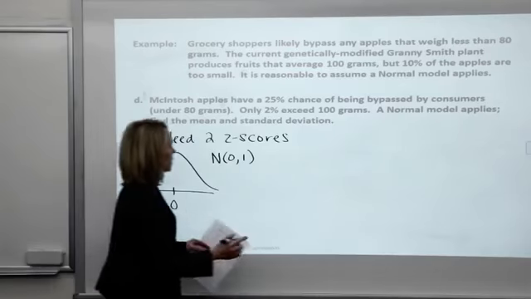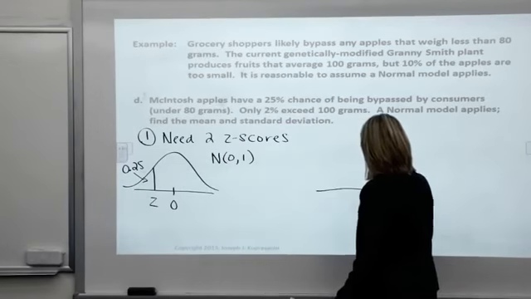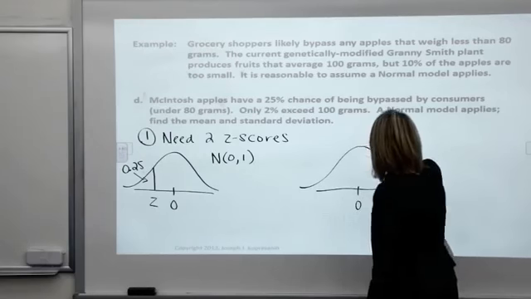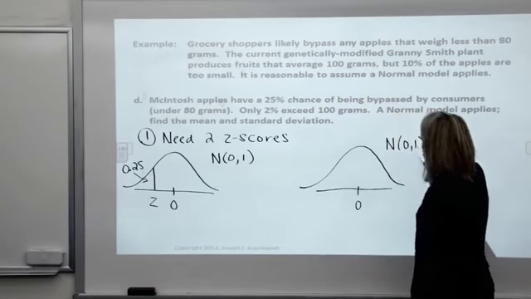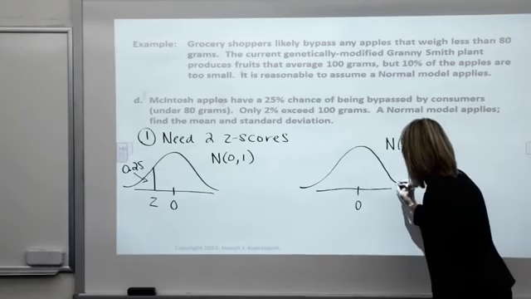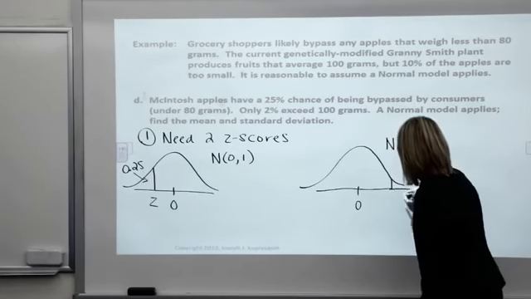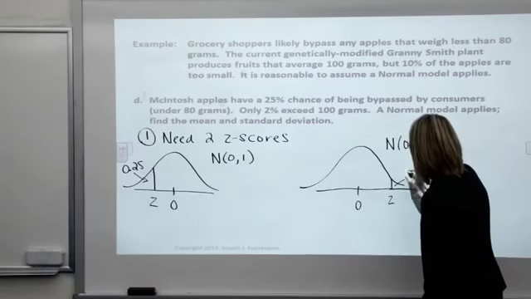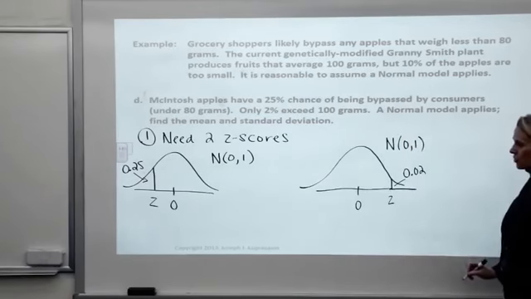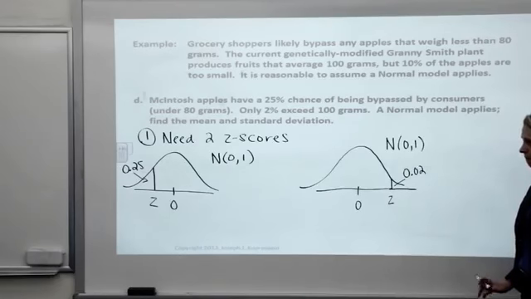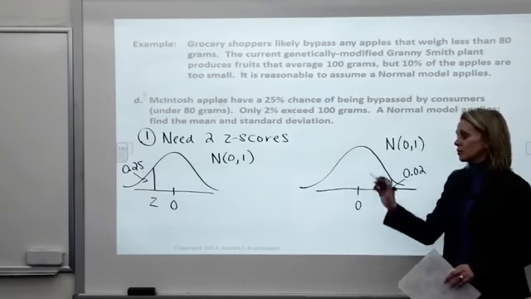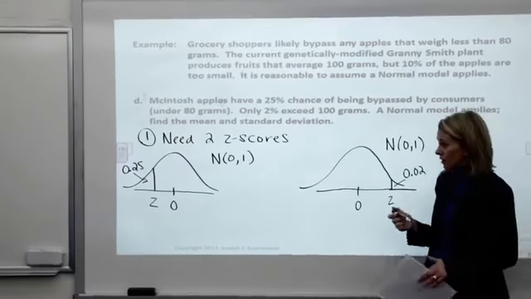The other z-score that I need was for those large apples. 2% exceed 100 grams. So 2%, that's not very many of them here, exceed a certain weight. What z-score does that correspond to? So again, I'll talk you through this, and then I'll give you the answers for these. You can use StatCrunch to find these.